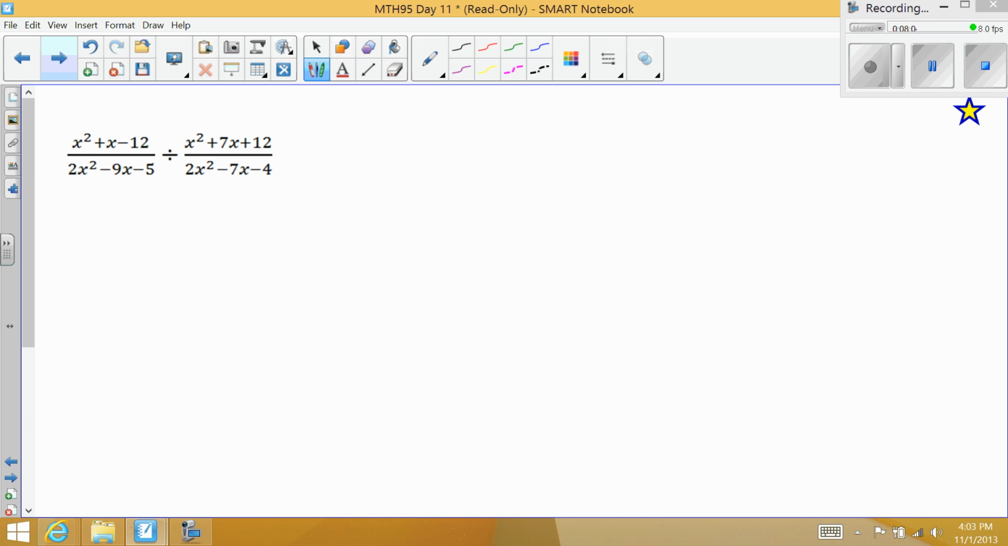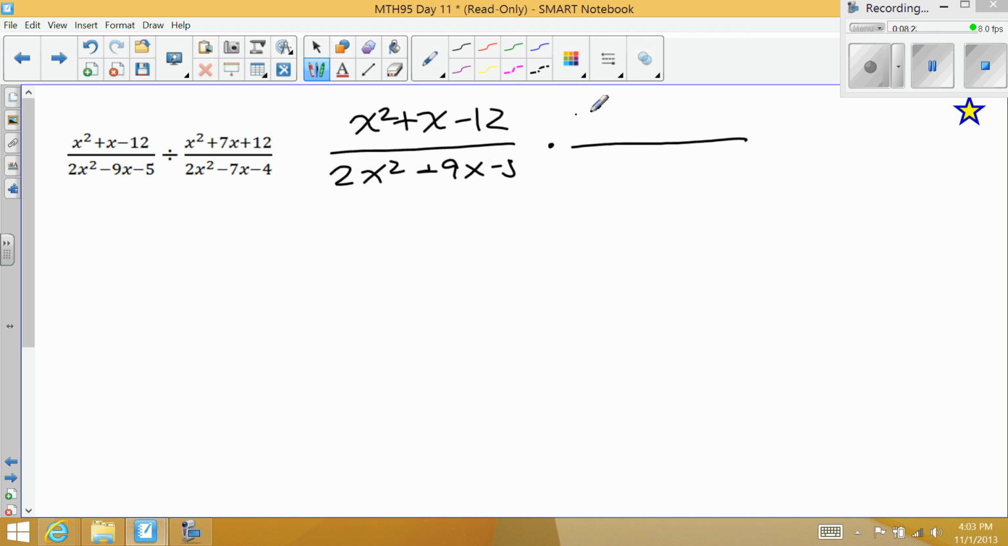Okay, this one's pretty long and messy, isn't it? So again, first thing we want to do is rewrite the problem to change it from a division problem into a multiplication problem. And we can change it into a multiplication problem by taking the reciprocal of what we're dividing by. So taking what comes after the division symbol and flipping it over.